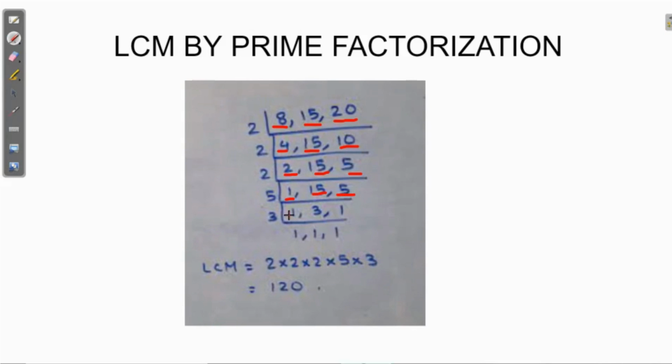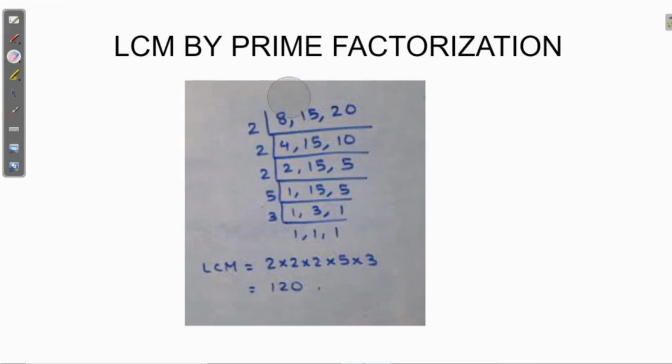Now I divide by 5. 1 as it is. 5 3s are 15, 5 1s are 5. Now I have only 3 left. I have to make all of them 1, 1, 1. So I divide by 3, and I get all as 1, 1, 1. Now I have to multiply these prime numbers and I'll obtain the LCM. This is the method of prime factorization to find the LCM of three numbers.